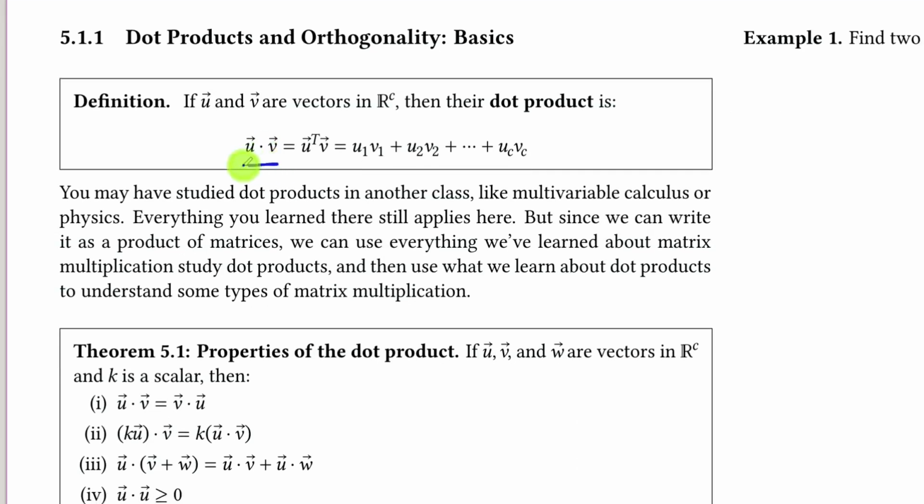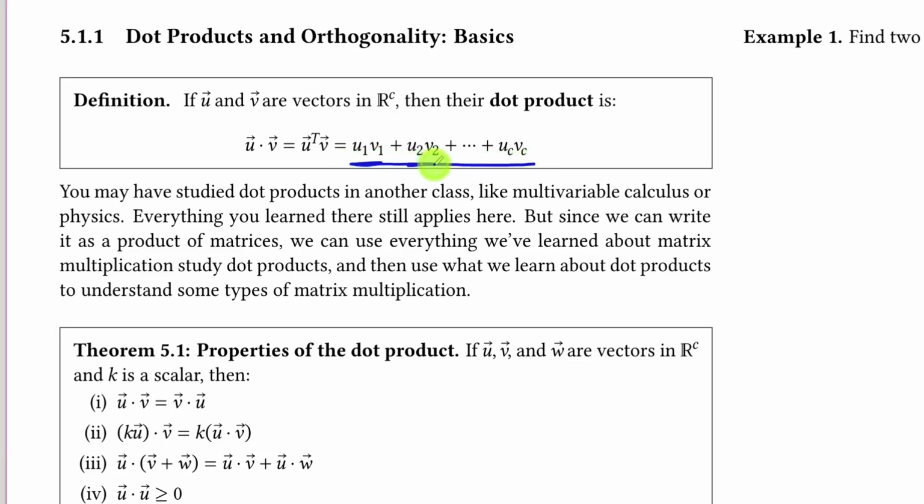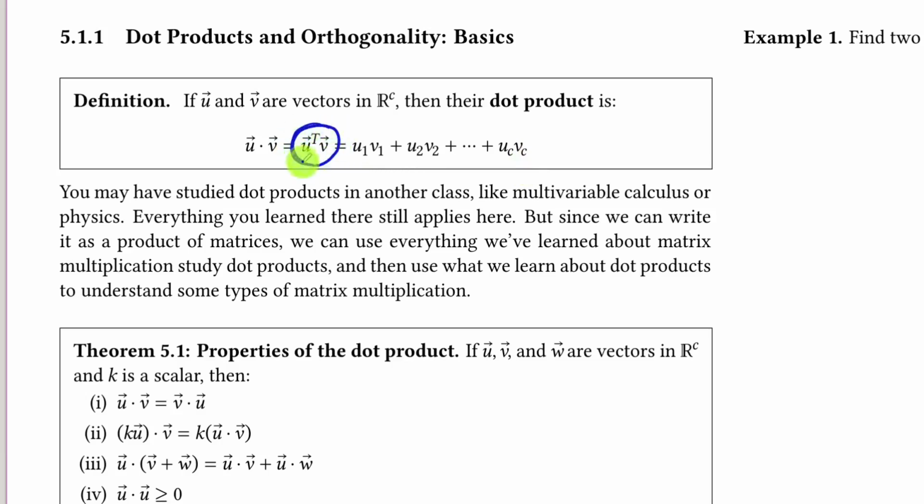So the product u dot v is going to be a real number that you get by just multiplying u1 by v1, u2 by v2, all the way up through un by vn, and add those all up. And the nice thing is that we can write this as matrix multiplication, just using the definition of matrix multiplication, all the way from chapter 2. And that means we can apply everything we know about matrix multiplication to dot products.